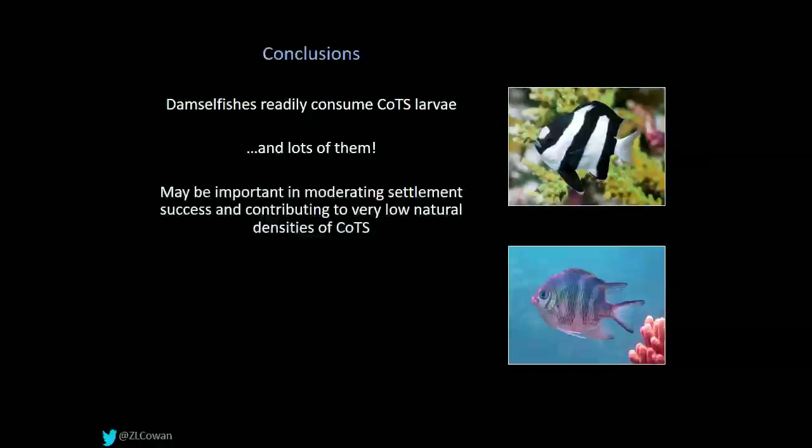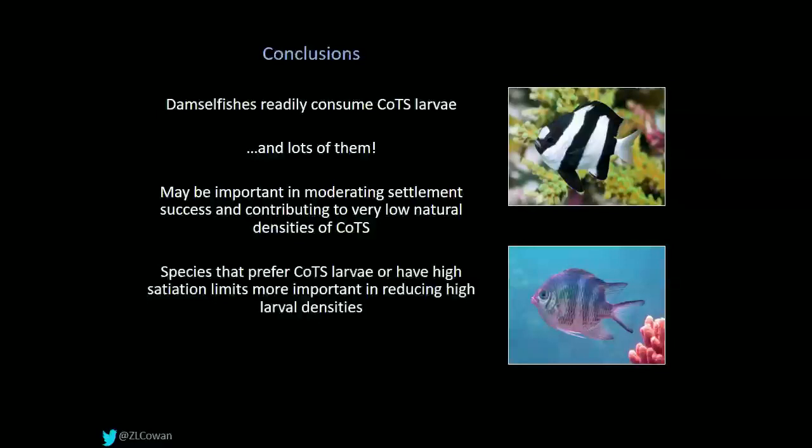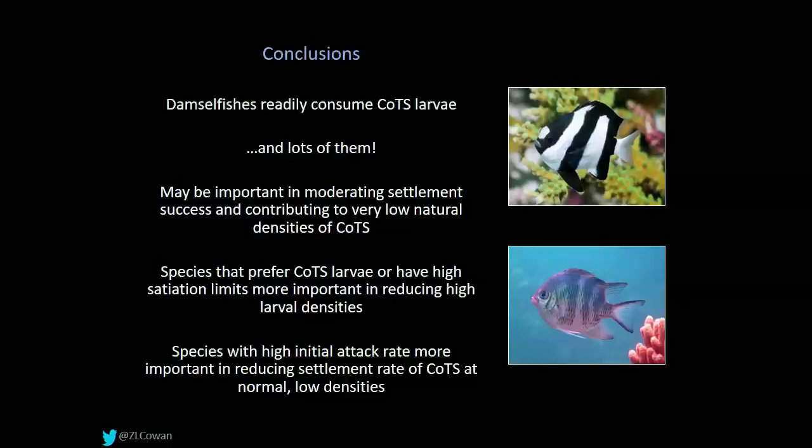The fish considered in this study exhibited primarily type 2 functional responses, so this suggests that they may be capable of consuming enough larvae to effectively suppress settlement rates, especially outside of outbreak periods when the starfish are in low abundance, and so they may contribute to very low natural densities of COTS. Although a mass larval influx, which would be necessary for the rapid and pronounced onset of outbreaks, is likely to swamp the combined consumption capacity of all these fish, high densities of planktivorous fish, and especially those that selectively target COTS and are capable of eating very large numbers, and those with higher initial attack rates, are likely to be disproportionately important in reducing settlement rates and contributing to the low natural densities of COTS. And they may also be important in reducing the incidence of new outbreaks.